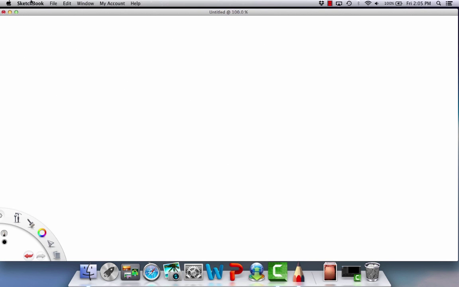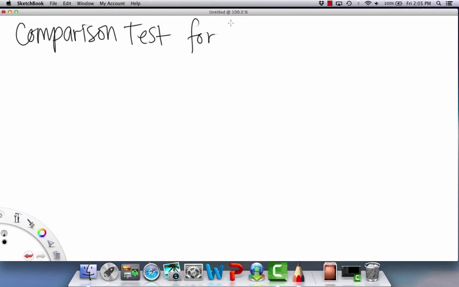Moving on to a different topic. We have the comparison test. Okay, so the comparison test, this is specifically for improper integrals, since we're in that section, improper integrals. So what this says, I'm just going to write it down and then I'll explain it.